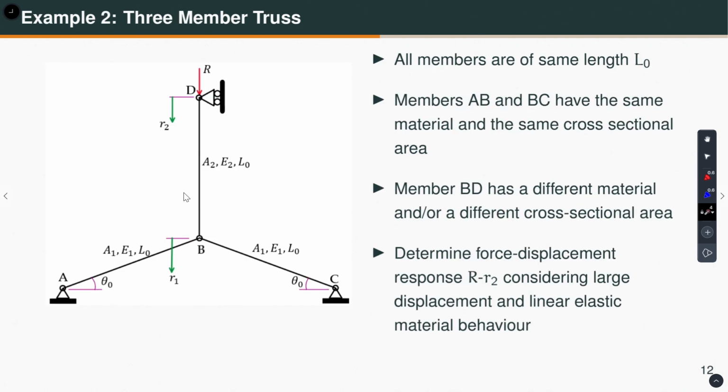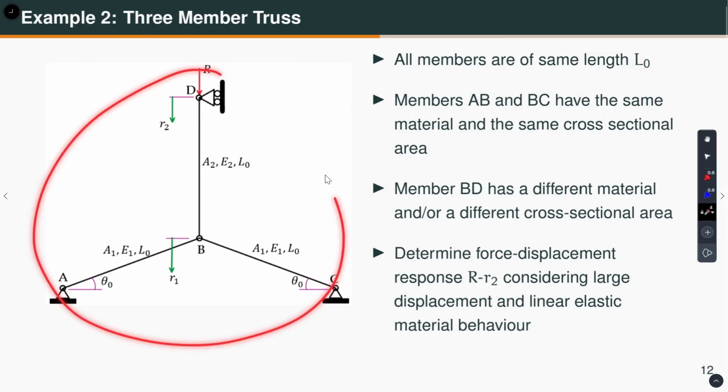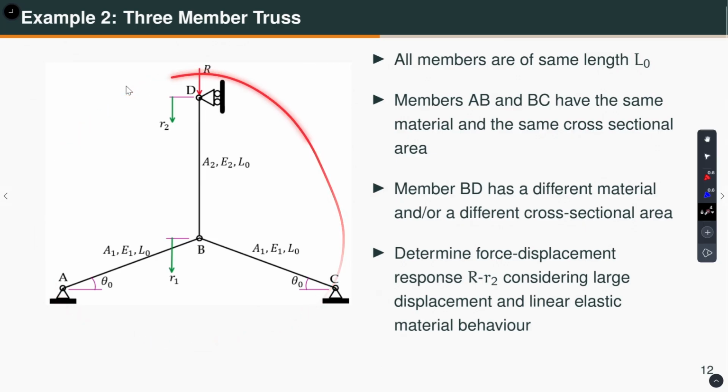Now, I wanted to show you this problem using a simple structure. This is my structural system. If you remember, in the previous lecture we used this part.